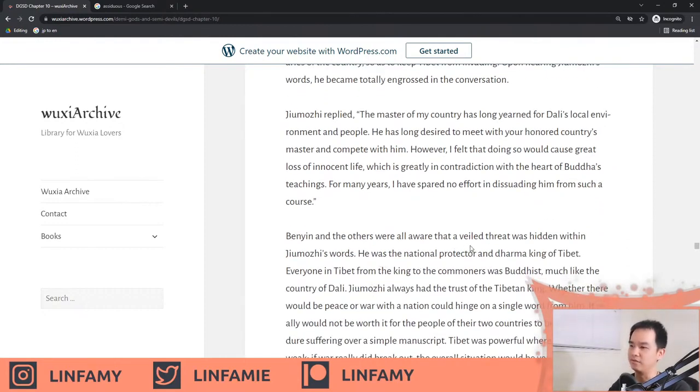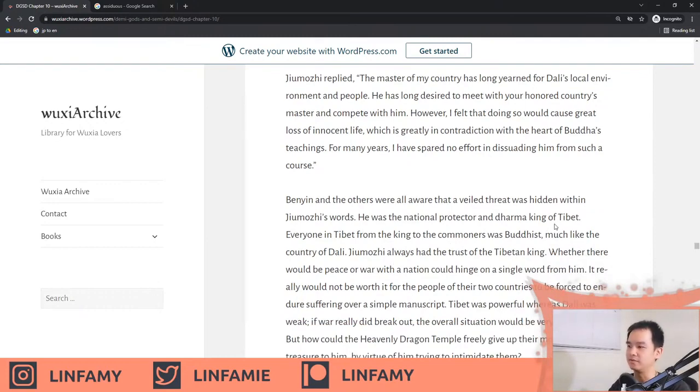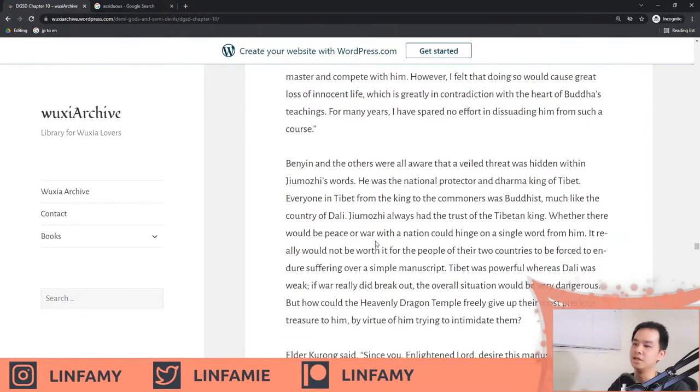Bunyin and the others were all aware that a veiled threat was hidden within Jiumozi's words. He was the national protector and Dharma king of Tibet. Everyone in Tibet, from the king to the commoners, was Buddhist, much like the country of Dali. Jiumozi always had the trust of the Tibetan king. Whether there would be peace or war with the nation could hinge on a single word from him. It really would not be worth it for the people of their 2 countries to be forced to endure suffering over a simple manuscript. Tibet was powerful, whereas Dali was weak. If war really did break out, the overall situation would be very dangerous. But how could the Heavenly Dragon Temple freely give up their most precious treasure to him by virtue of him trying to intimidate them?